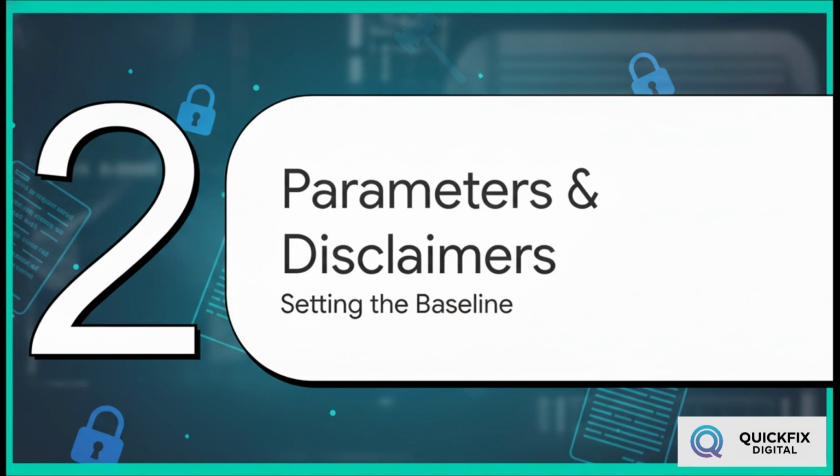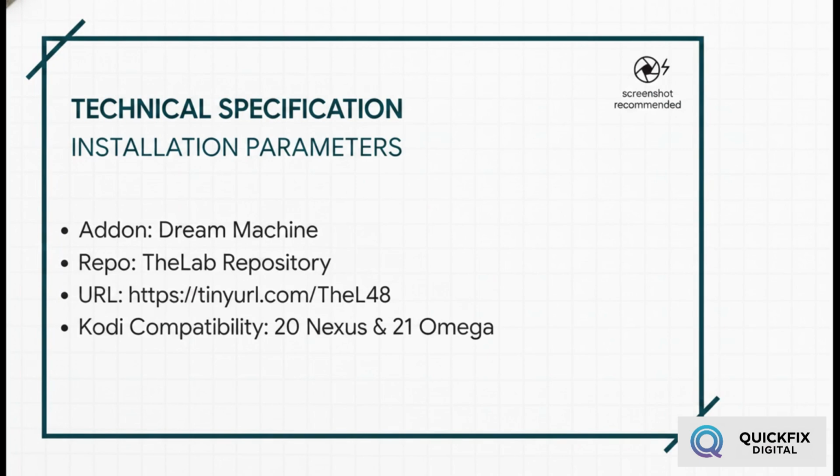Moving right along to Section 2, Parameters and Disclaimers, Setting the Baseline. Okay, here are the exact technical parameters you are going to need. You might actually want to grab a screenshot of this for reference later. The add-on we're installing is, of course, Dream Machine, and it's housed inside the lab repository. Now, the primary URL you'll need to fetch this is exactly https://tinyurl.com/dl48. We've also got an alternative URL listed there just in case that primary one decides to be unresponsive on you. And finally, for compatibility, this process is strictly verified for Kodi versions 20 Nexus and 21 Omega. Just make sure your system matches these specs before we proceed.